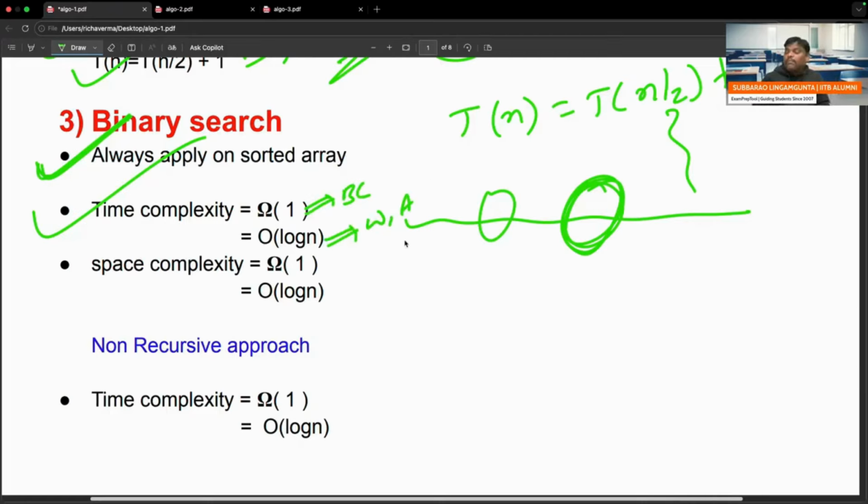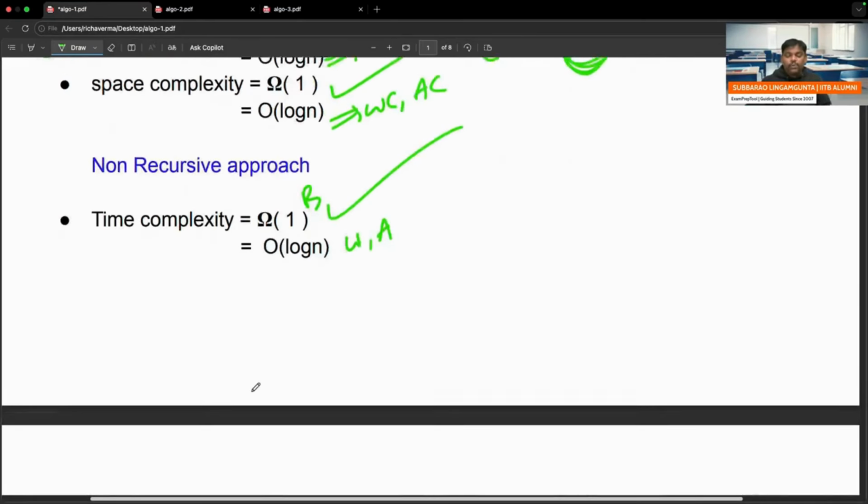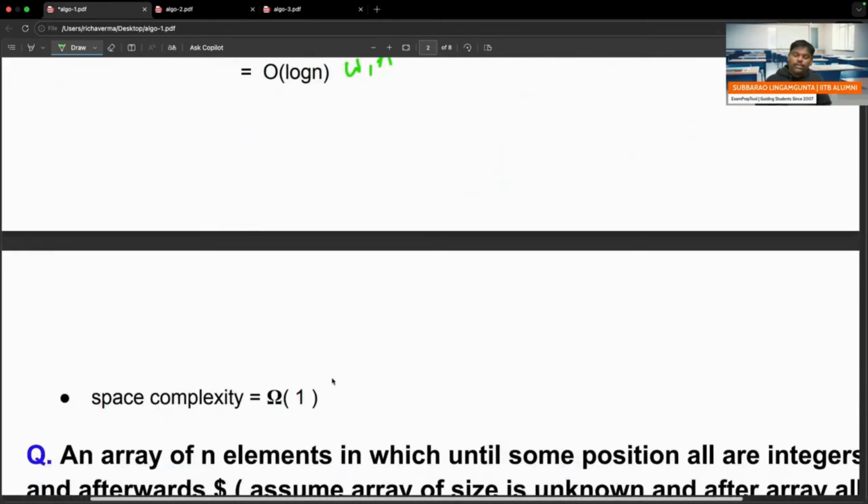Right? What is the space complexity? If you are lucky, you stop at the start itself. Best case is 1. Worst case and average case is log n. Okay, fine. Space complexity: if you go to a non-recursive program, when you say non-recursion, space complexity will differ. Space complexity in every case becomes order of 1.